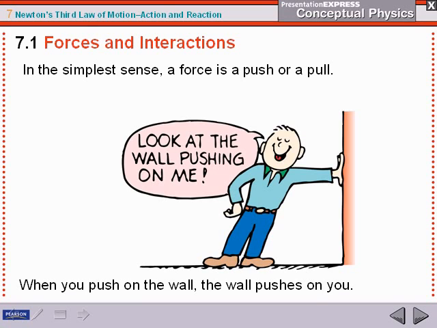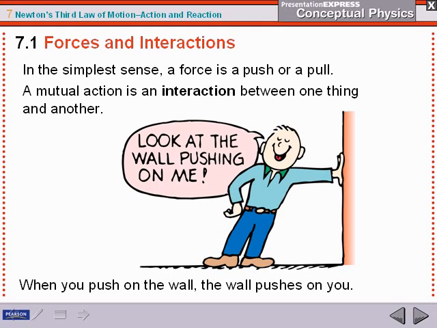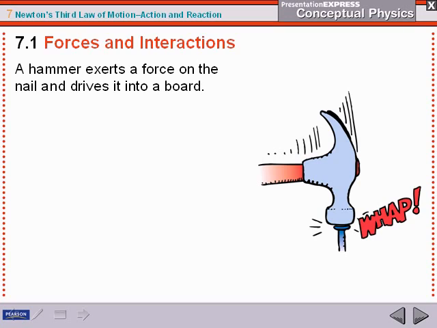Here's a little review. A force is a push or a pull. When you push on the wall, the wall is also pushing back on you. There's a mutual action, meaning there is an interaction between you and another thing. It doesn't matter what force you're talking about, there's always going to be an interaction between two things. One pushing on one, the other pushing on the other, one pulling on one, the other pulling on the other.